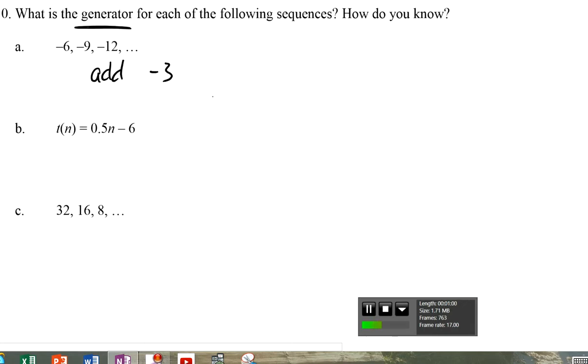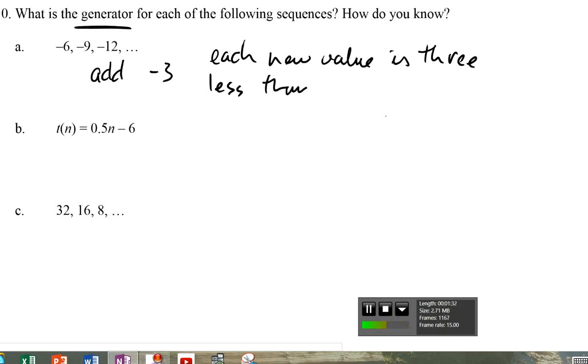The other thing that you need when writing the nth term for an arithmetic sequence, well, actually, they didn't ask that, did they? This is a simple question. They're just saying, what's the generator? So for this one, you're adding -3. How do I know? I know that because each value is 3 smaller than the previous one. I'm going to write that in words, so make sure you have it written in words too. Each new value is 3 less than the previous value.